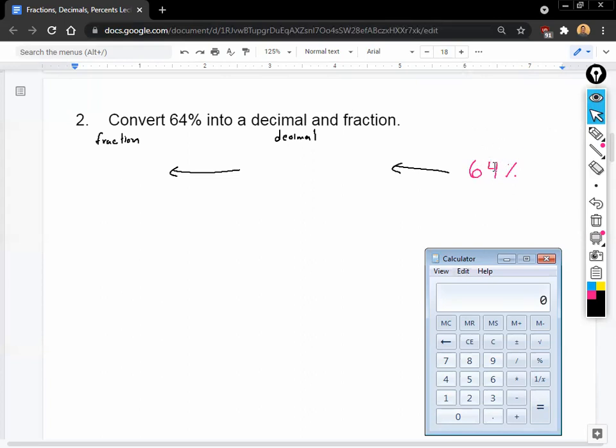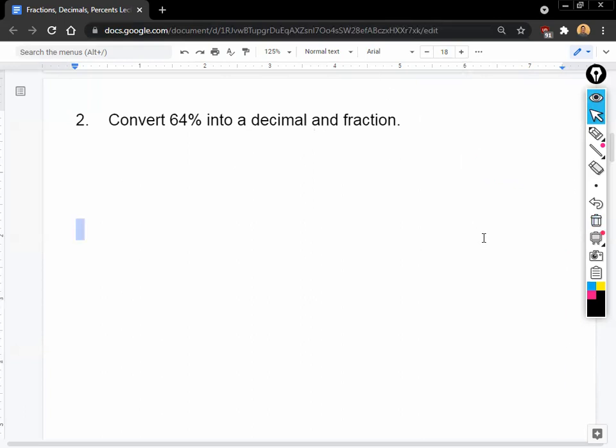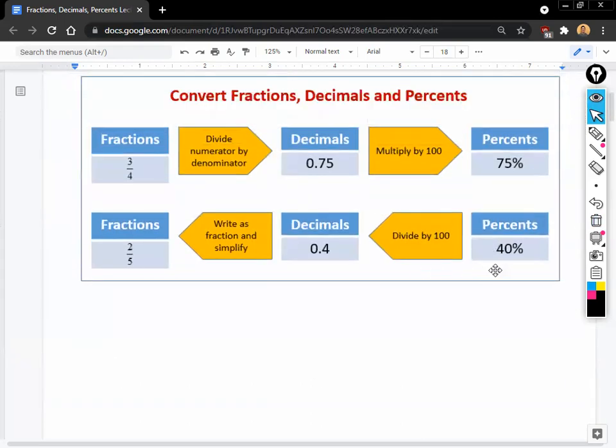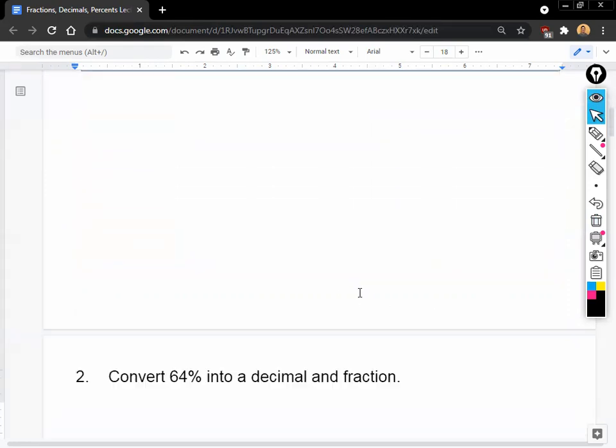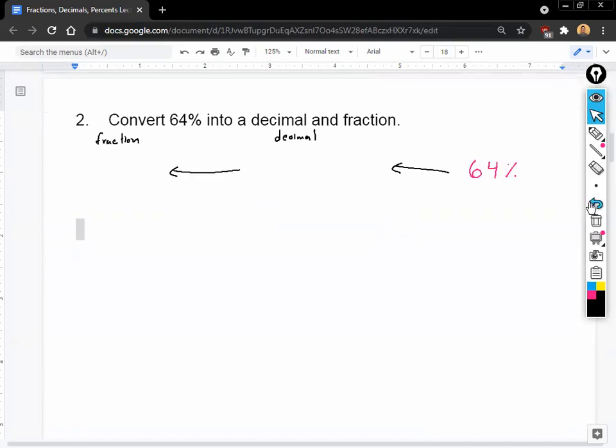So we start with a percentage, right? And so we're going to turn that into a decimal first. So we can look at the chart that we have up here. If I want to go from a percent to a decimal, what do I have to do? Yeah, you have to divide by 100, right? It's the opposite of what we did earlier. Decimal to percent is multiply by 100. Percent to decimal is you need to divide by 100. So we're going to divide by 100.